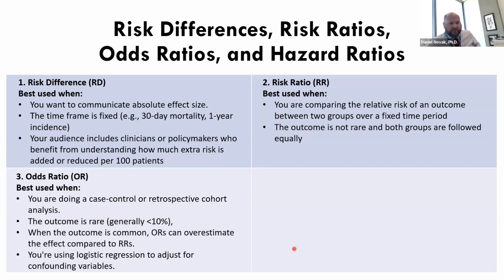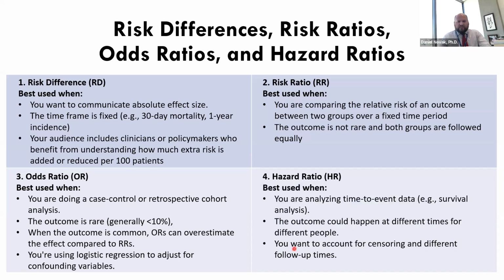Odds ratios are really useful when you're doing a case control or retrospective cohort analysis, and when the outcome is pretty rare, generally less than 10% of the time. It's a little more robust against unusual situations, but when the outcome is very common, odds ratios can overestimate the impact compared to risk ratios. And one thing that's nice is that this is the product of logistic regression values, so that can be very helpful for looking at odds-related phenomena in your studies.